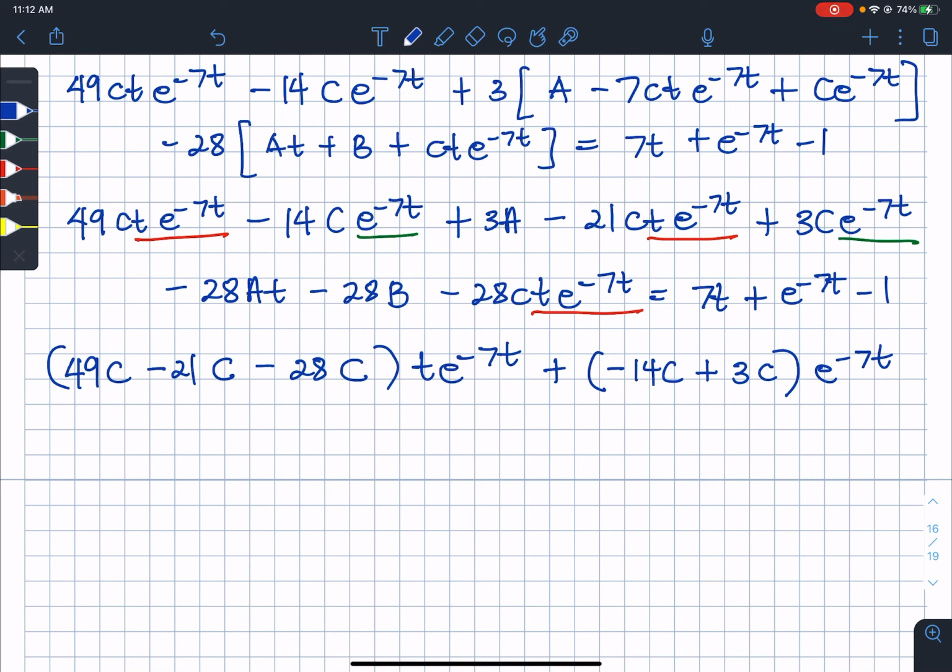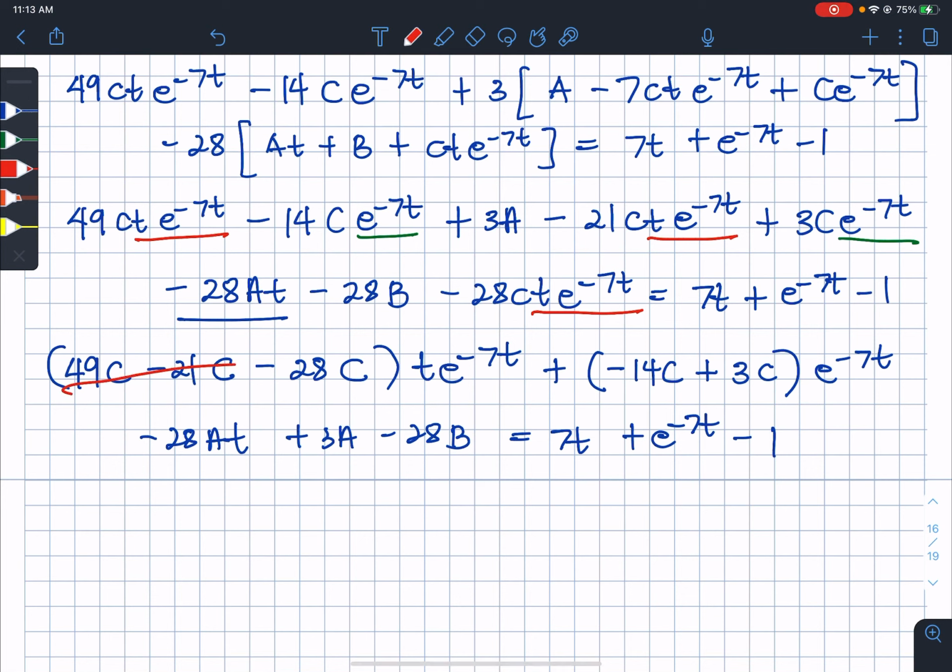And then of course, those involved with t, so that is just negative 28at, then plus 3a minus 28b. So it's equal to 7t plus e negative 7t minus 1. This is 49 minus 21 minus 28, so I think this one would cancel out.